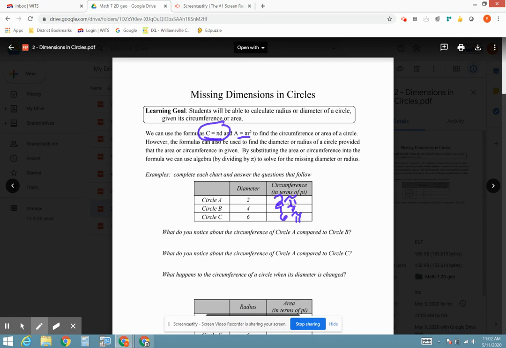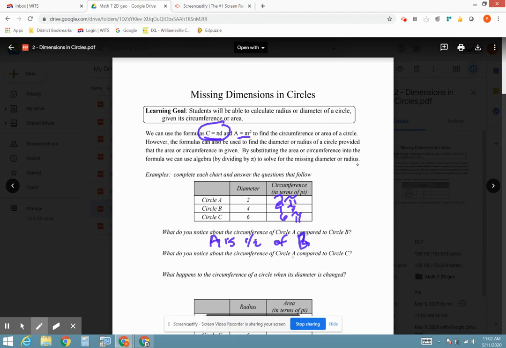So what do you notice about the circumference of circle A compared to the circumference of circle B? Well, A would be half of B, right? Because 2 is half of 4, because the pi's would be the same. So A is half of B, or we could say B is double A.